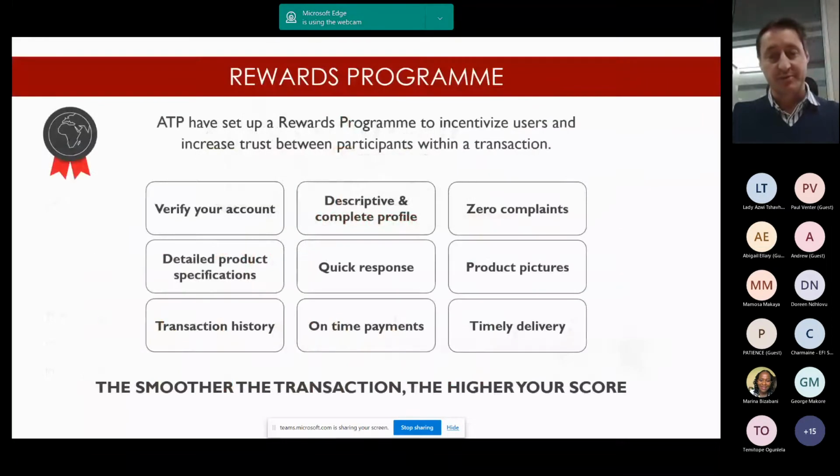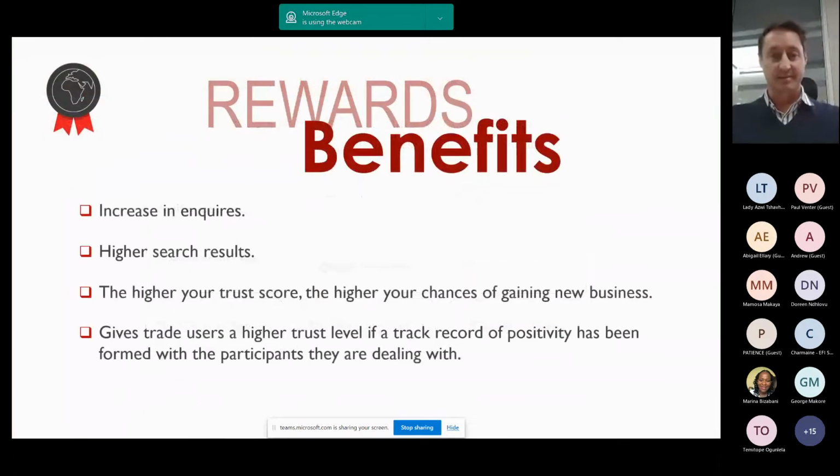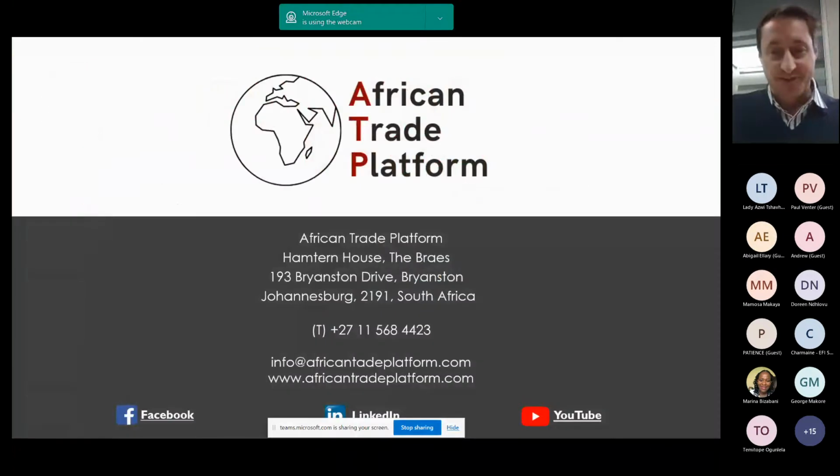It's our rewards program, which was introduced last year, that rates various participants on the platform, which then allows new transactors to get an idea of the rating. The higher the rating, which we are now finding, the more business participants are willing to do with that specific trader or transactor. Thank you very much. That's us in a nutshell.